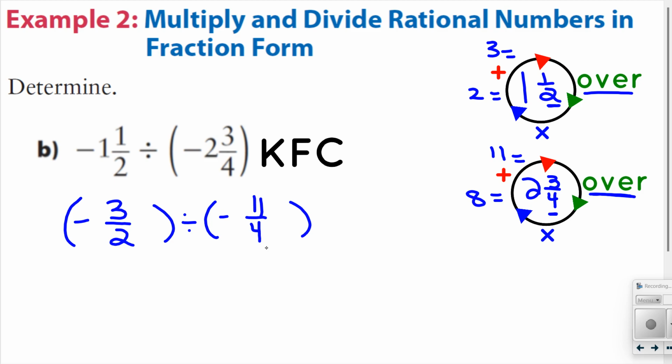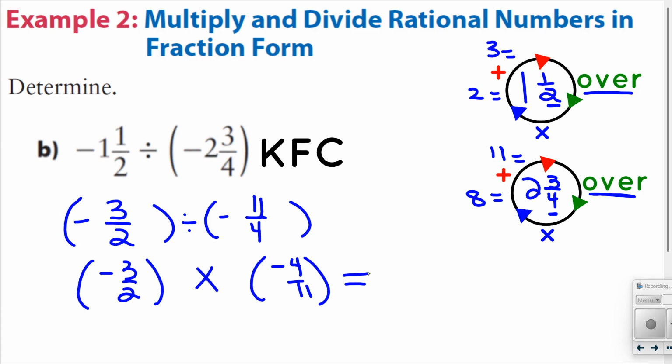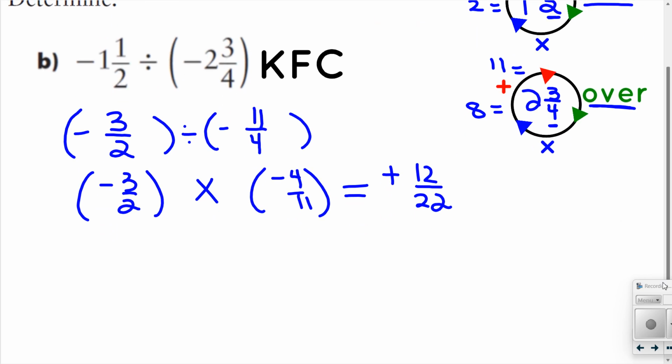Okay, let's use KFC. Keep the first fraction the same. Flip the second fraction. Change the division to multiplication. So to multiply these two negatives, the signs match, so it's going to be positive. And then I'm going to do 3 times 4 is 12. Place that over 2 times 11 is 22. So my answer is positive 12 over 22.